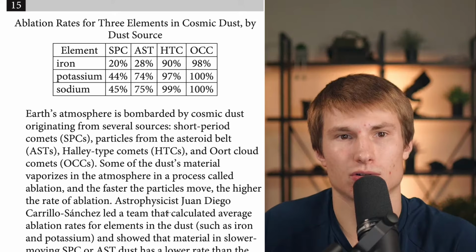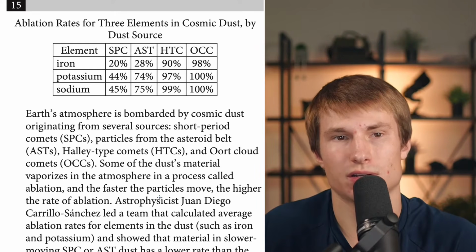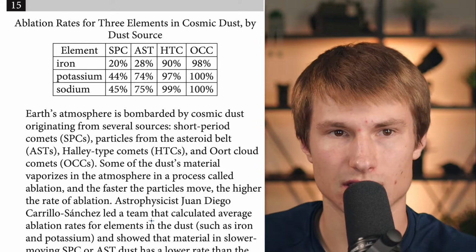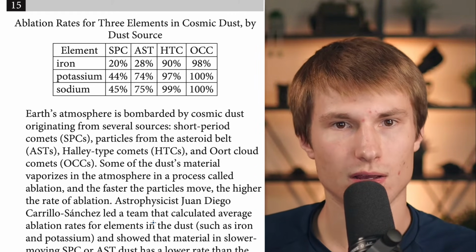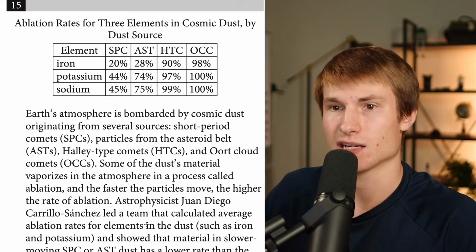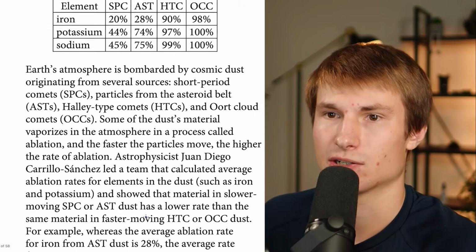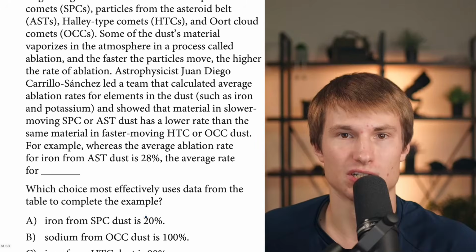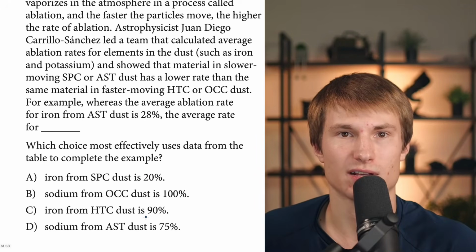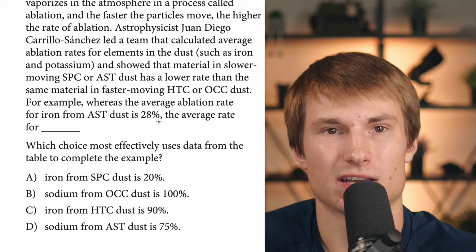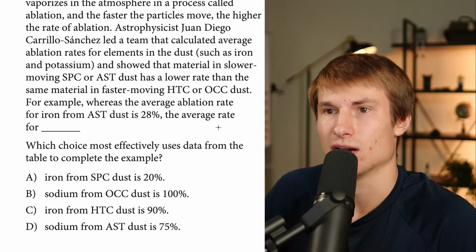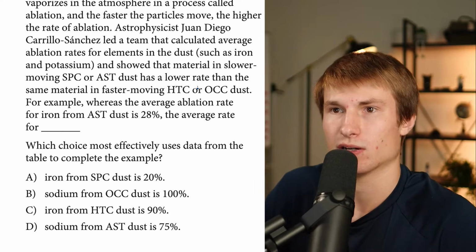Astrophysicist Juan Diego Carrillo Sanchez led a team that calculated average ablation rates for elements in the dust, such as iron and potassium, and showed that material in a slower-moving SPC or AST dust has a lower rate than the same material in faster moving HTC or OCC dust. For example, whereas the average ablation rate for iron from AST dust is 28%, the average rate for blank. Okay, so we have to go up.